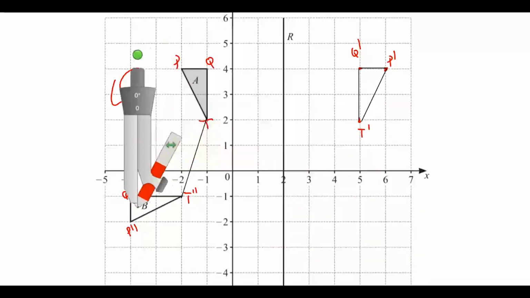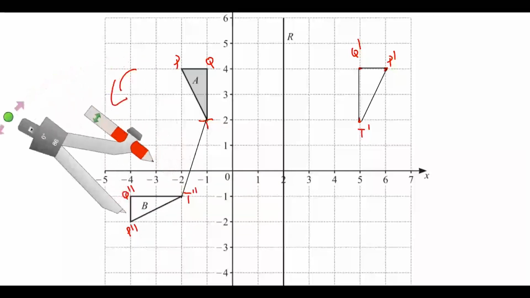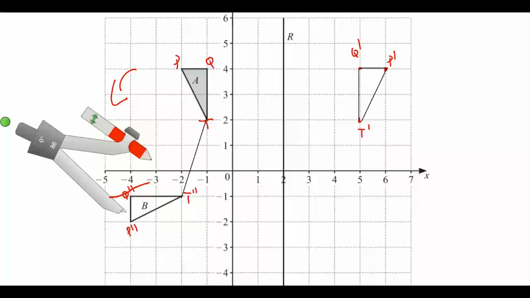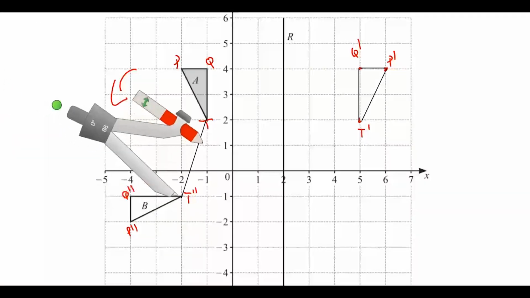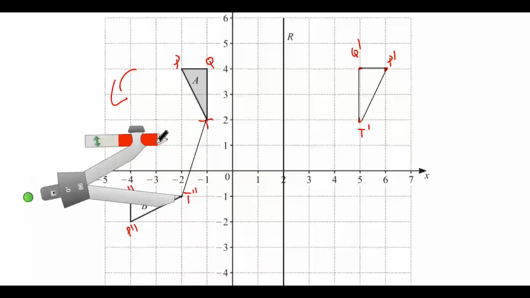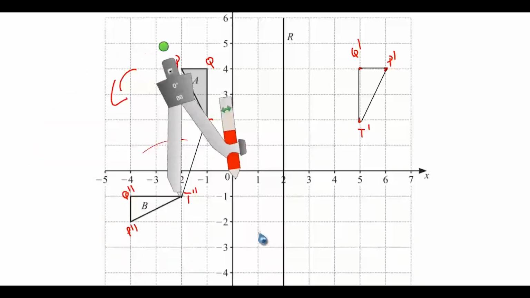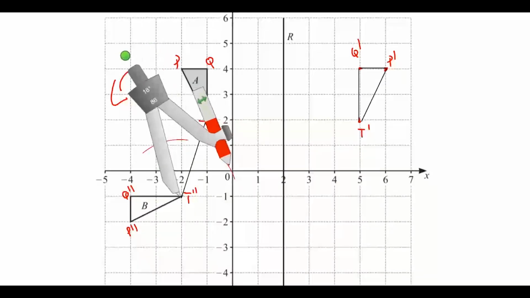So if I pick this, then open this, a radius that is more than half of line T prime prime, then you arc up and down. Okay, so we are good to go like this. Okay, so let's arc up. Okay, and we also arc the other side. Make sure you draw the arc where the perpendicular bisector will pass through.